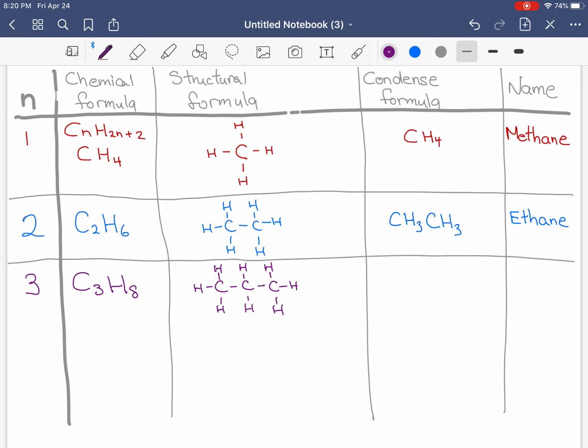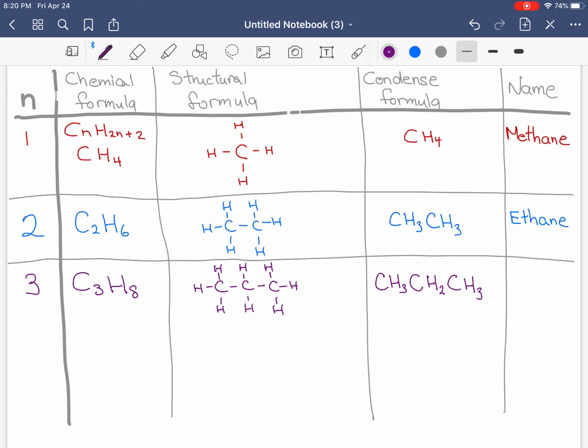All right, how would you do the condensed formula for this? Just like what we did before with ethane, you start with this C. And you tell me, how many H's are bonded to this C? Well, there's 3. Then you look at this C. And how many H's are bonded to this C? Well, I see 2. Then we look at the final C. How many H's are bonded to this C? 3.